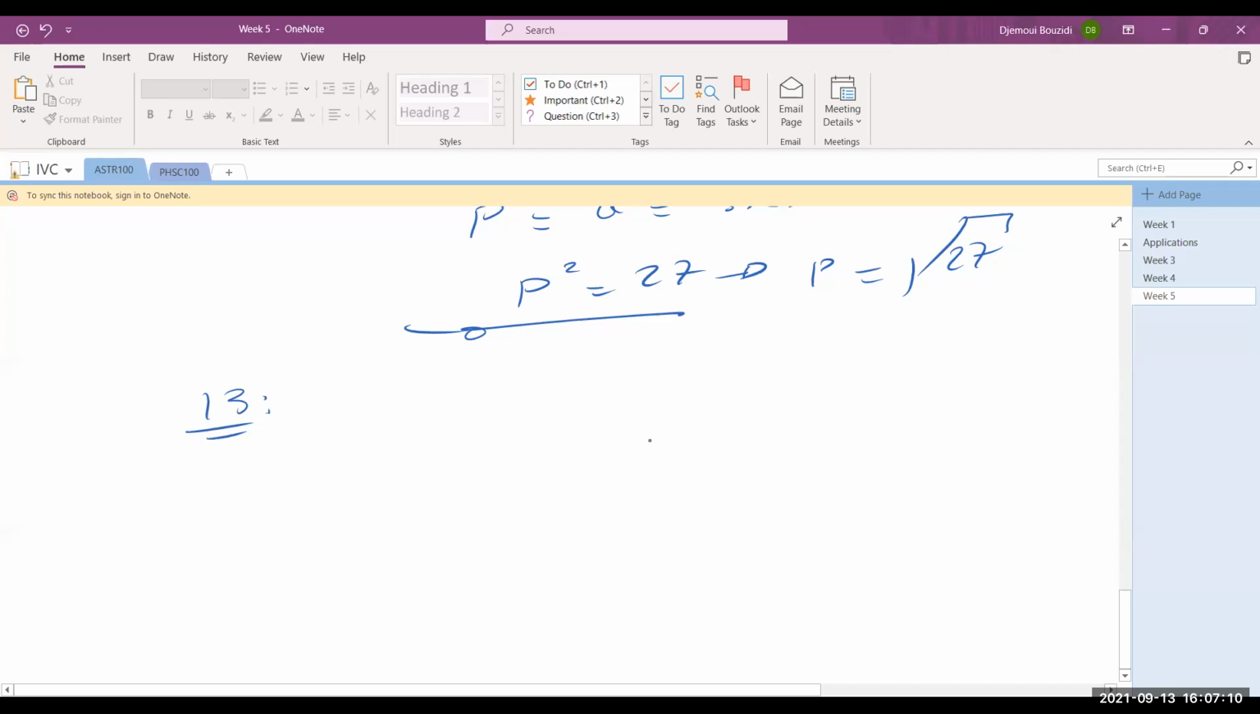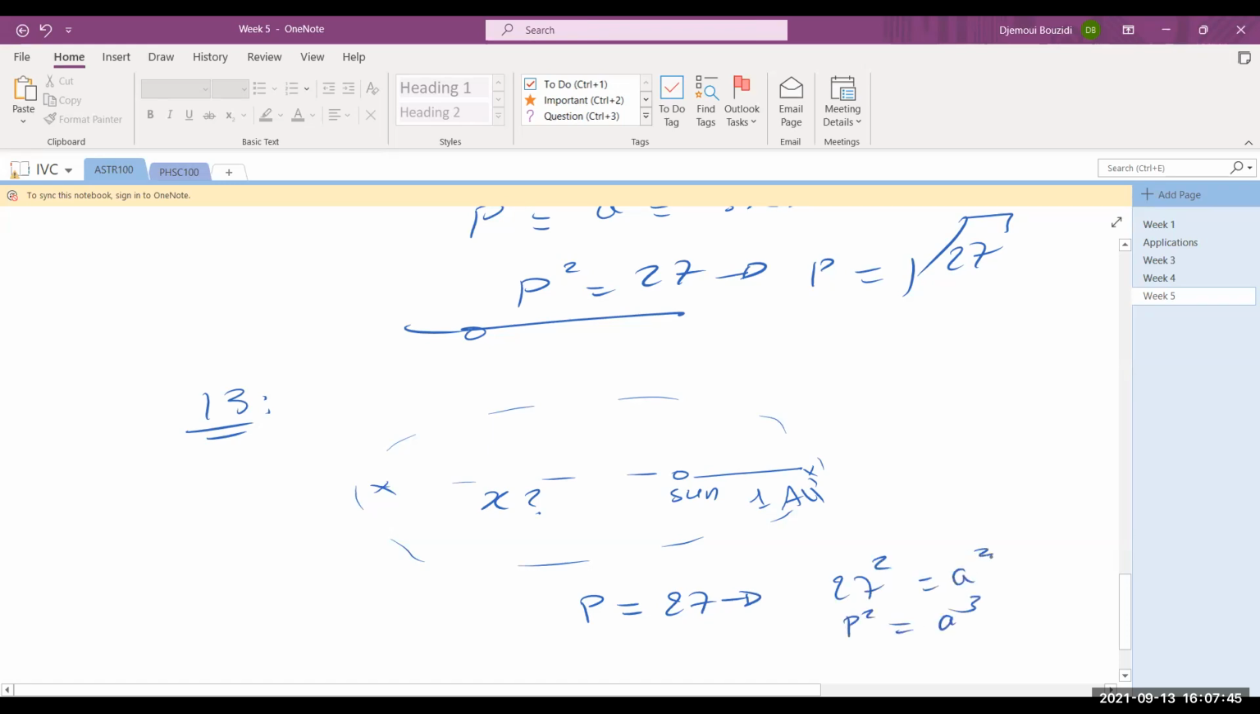What it says in here, you have, this is where a comet is. So this is the sun again. At some point, it's exactly 1 AU from the Sun. And at some other time, I don't know, X, which we need to find. But they tell us that its period P is equal to 27 years. So 27 squared, that's P squared, must be equal to A cubed.